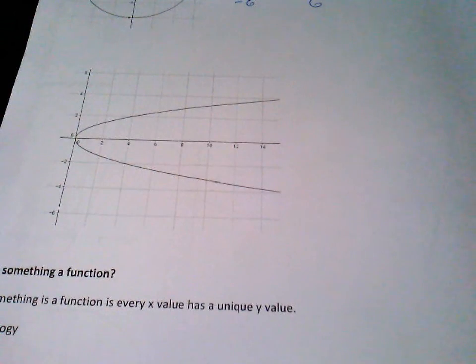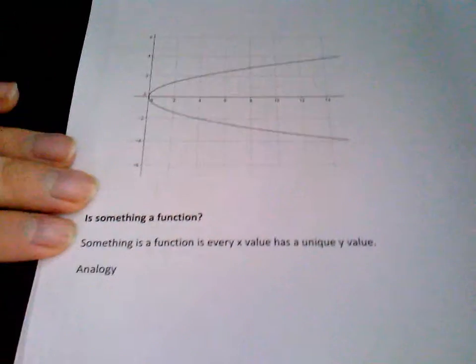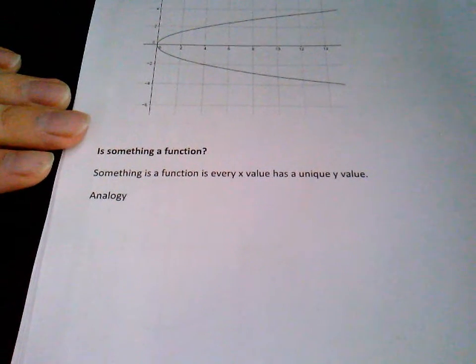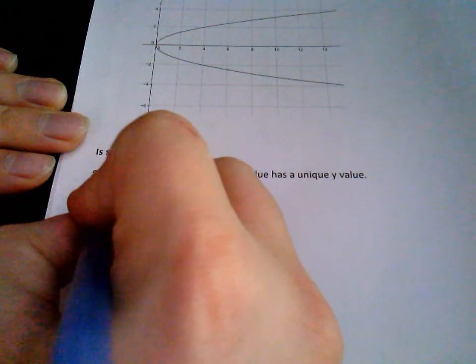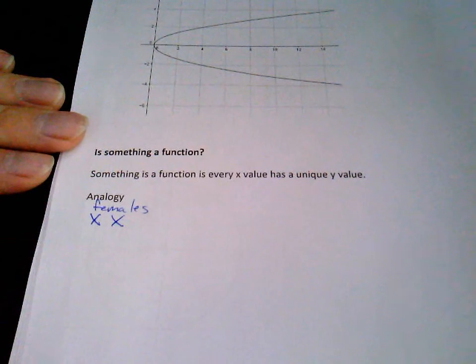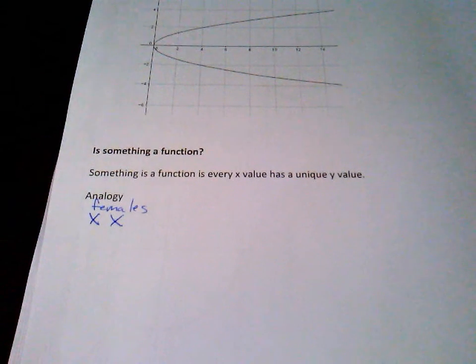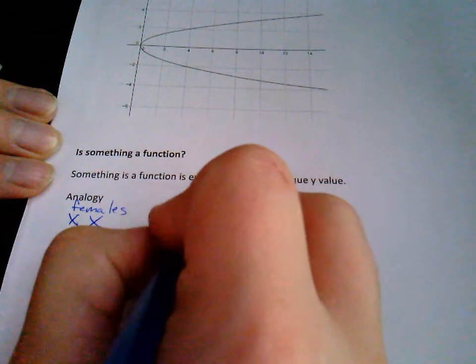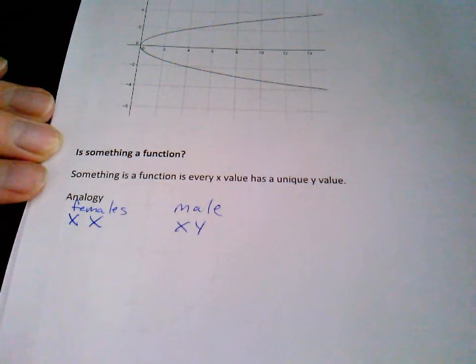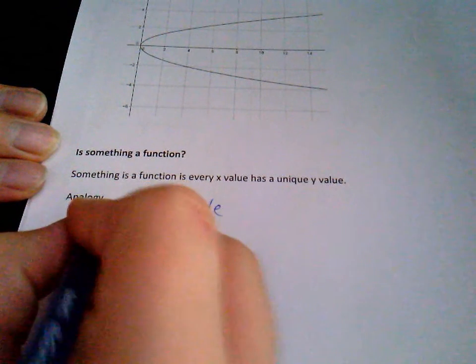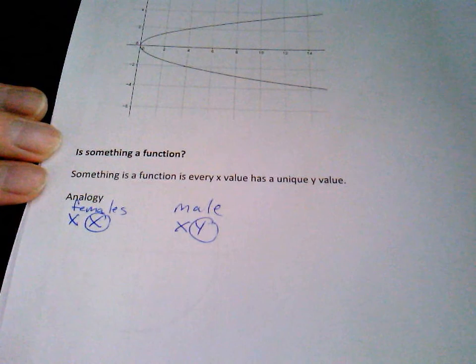Now, is something a function? I find it hard to really explain what this is if I don't connect it to real life. So let me give you a little biology background. Females have XX chromosomes, meaning how your sex is determined is whether or not you have an XX chromosome, or if you're male, you'll have an XY chromosome. Now, I'm more worried about the differences between us. We all have one X. Well, the difference is one has a second X, and one has a Y.